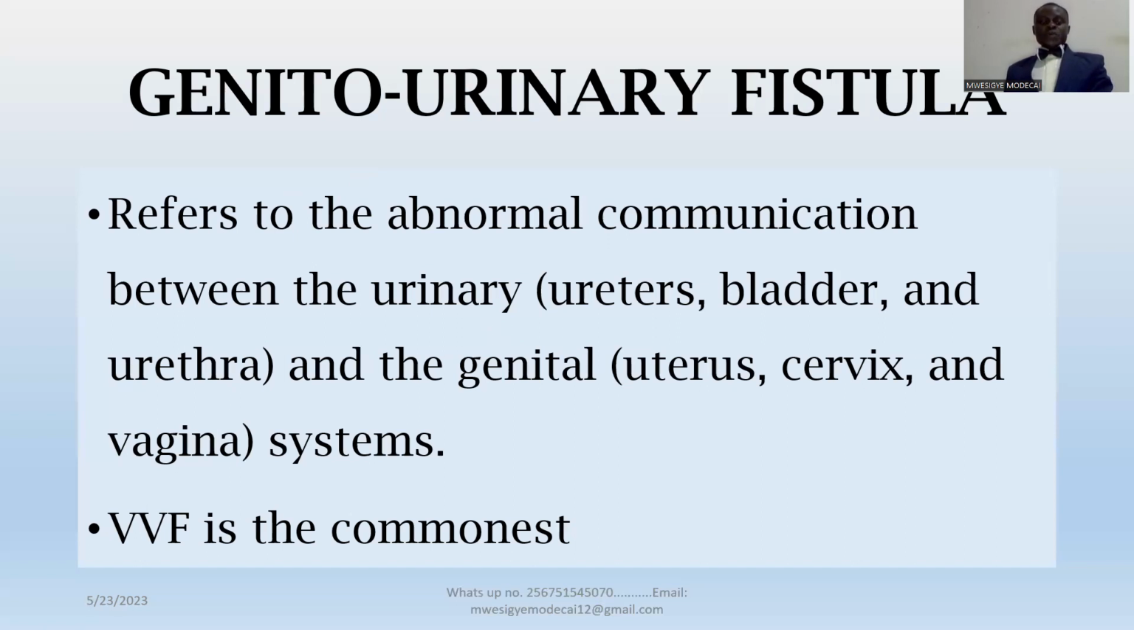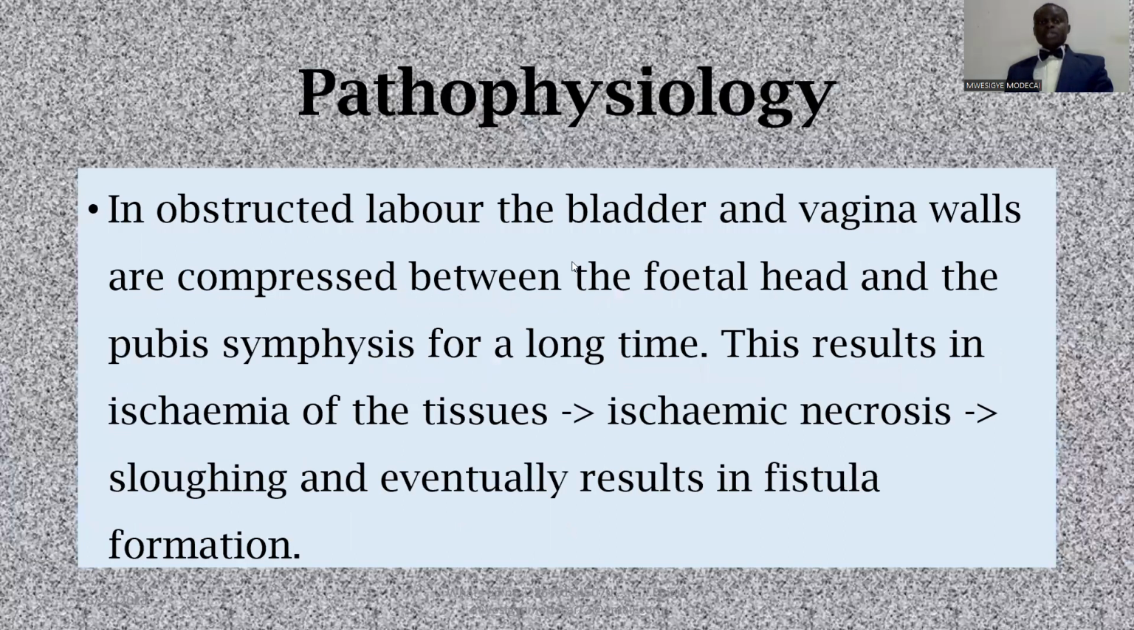When you talk about genitourinary fistula, the commonest of all, as you're going to see, is the vesicovaginal fistula. It is the commonest among all other fistulas that you're going to look at. So what is the pathophysiology, or how does a fistula come into place? How does it start to form?